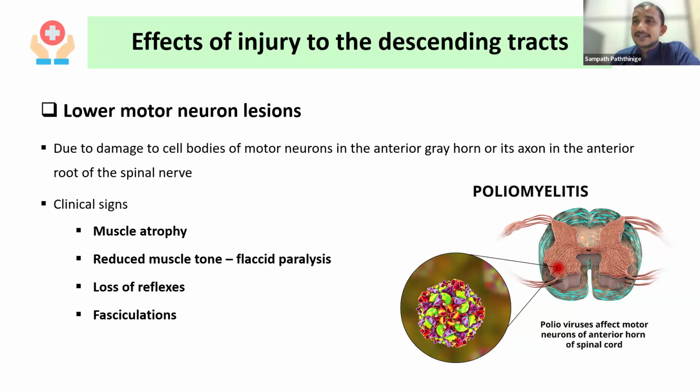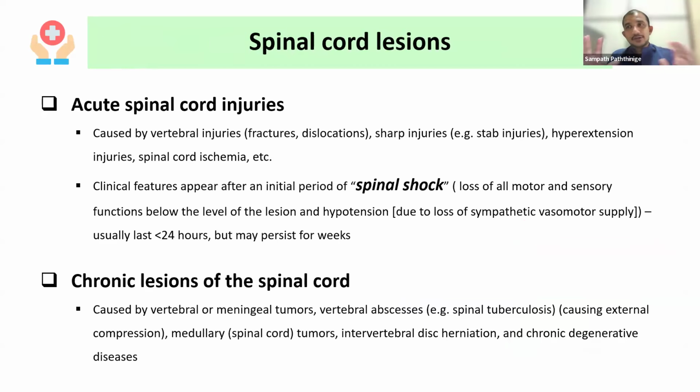Looking at the clinical features, the muscle tone, the reflexes, that will give us an idea what kind of motor neuron lesion this is, right? So having all this knowledge, you should be able to work out the different clinical scenarios affecting the different areas of the spinal cord.